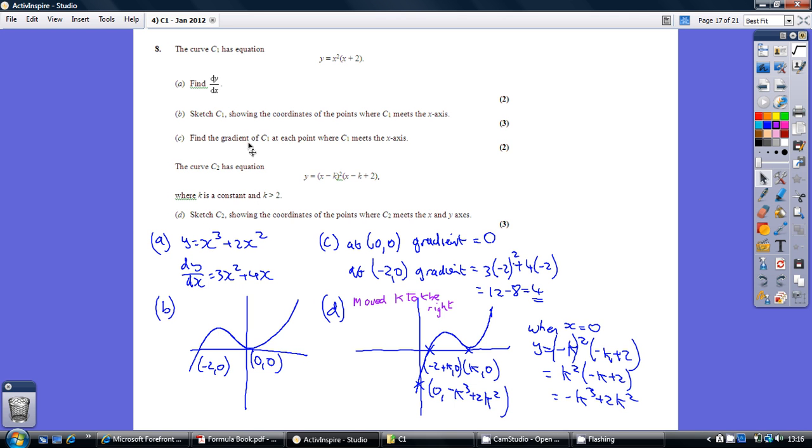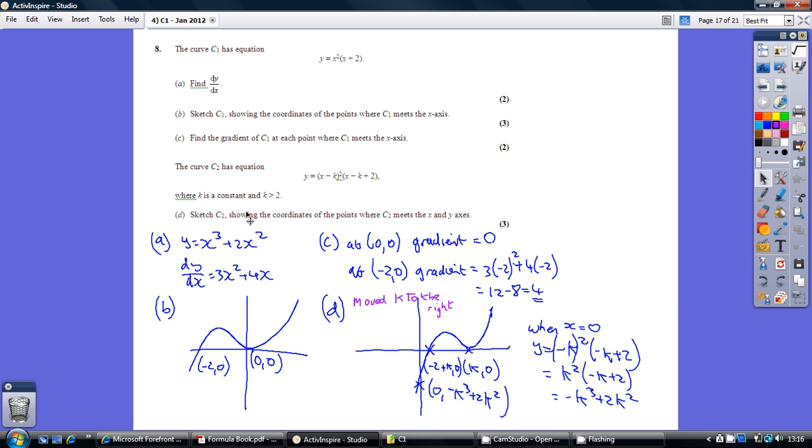Now we need to find the gradients at these 2 points, minus 2 and 0. We find a gradient by substituting in the appropriate x value into our differential, into this. So at 0, 0, when we substitute 0 into this, we get a gradient of 0. And at minus 2, 0, we substitute minus 2 into the differential, into this, which we've done over here, and this gives us a gradient of 4.